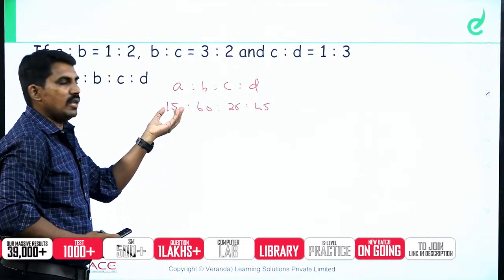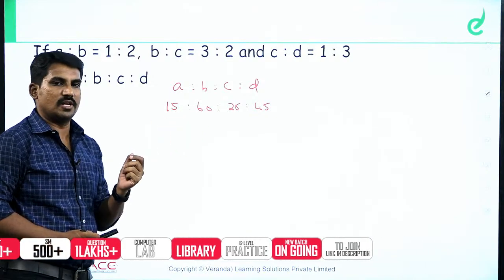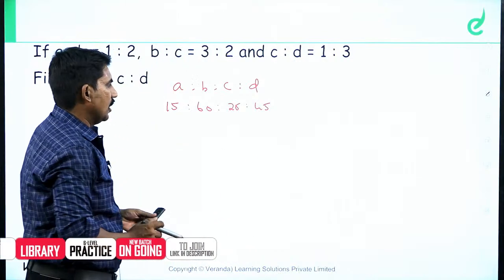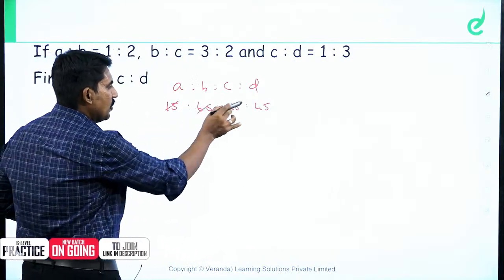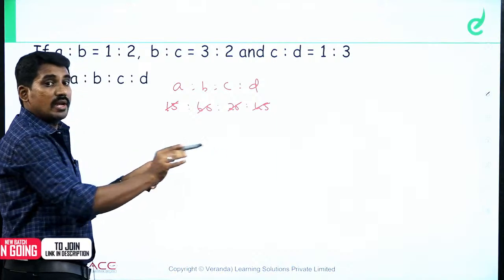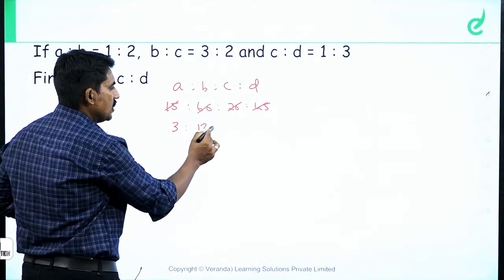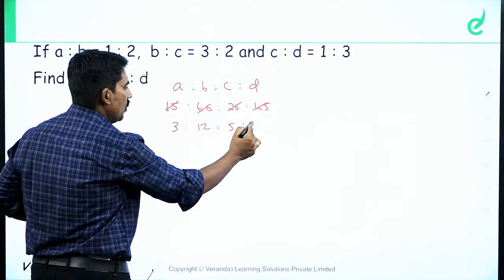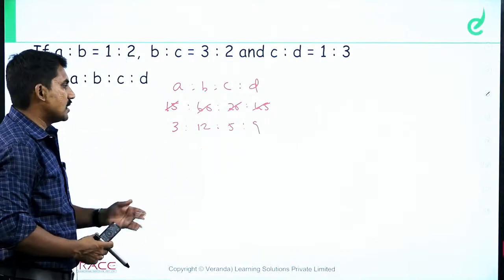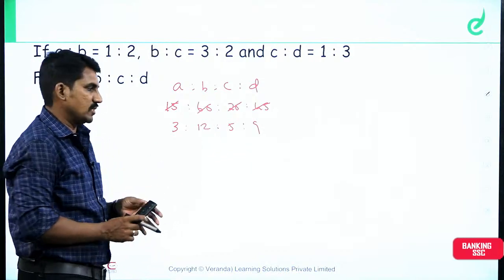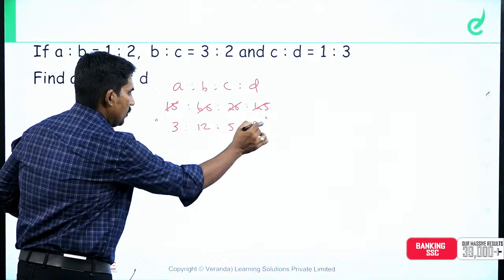Now, 15 also fifth multiple, 60 also fifth multiple, 25 also fifth multiple, 45 also fifth multiple. Therefore, we can cancel with the fifth multiple, everything we can cancel. Therefore, here 3 is to 12 is to 5 is to 9. Further, 3, 12, 9, there is a common factor, but 5, there is no common factor. Therefore, this is the final value, right?